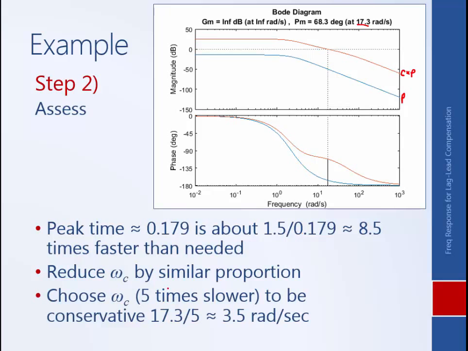If we were going to be exact, we would take that 17.3 radians per second and divide it by 8.5, because that was the ratio between the peak times. Here we're going to be a little bit conservative and not slow it down quite so much, to make sure that we're still well within the 1.5 seconds. Instead of decreasing it by a factor of 8.5, we're going to decrease it by only a factor of 5. So we're going to shoot for a crossover frequency of 3.5 radians per second.